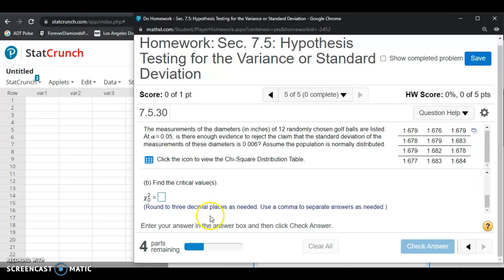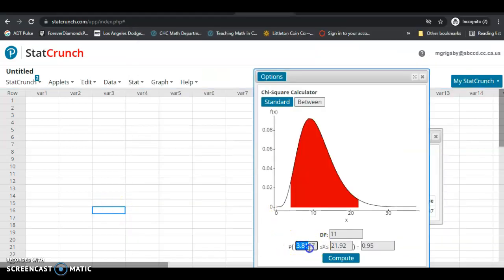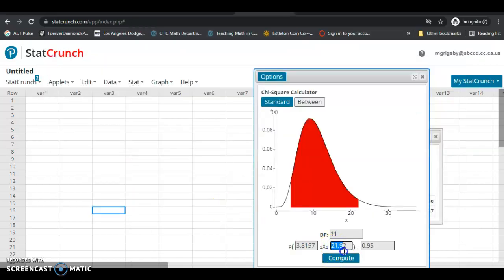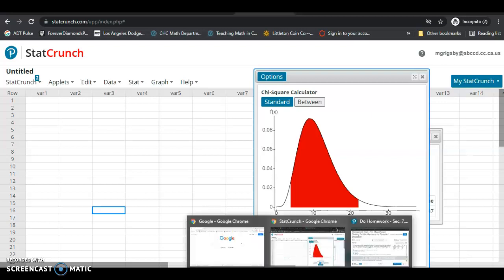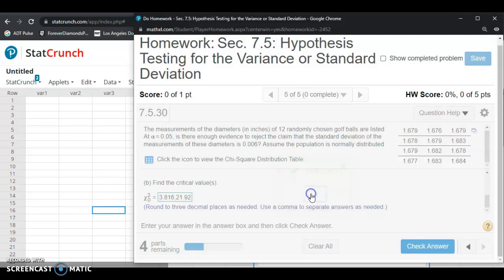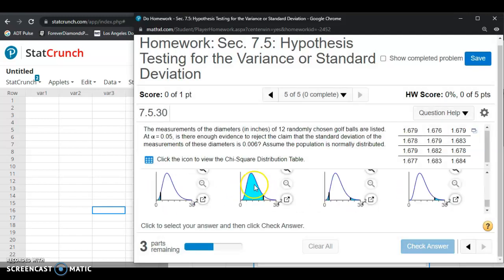We're going to round the critical values to 3 decimal places. So the left-hand critical value to 3 decimal places would be 3.816, so that 5 gets rounded up to a 6. Then the other one is only 2 decimal places, so we're going to enter it exactly as we see it, 21.92. Those are the critical values.